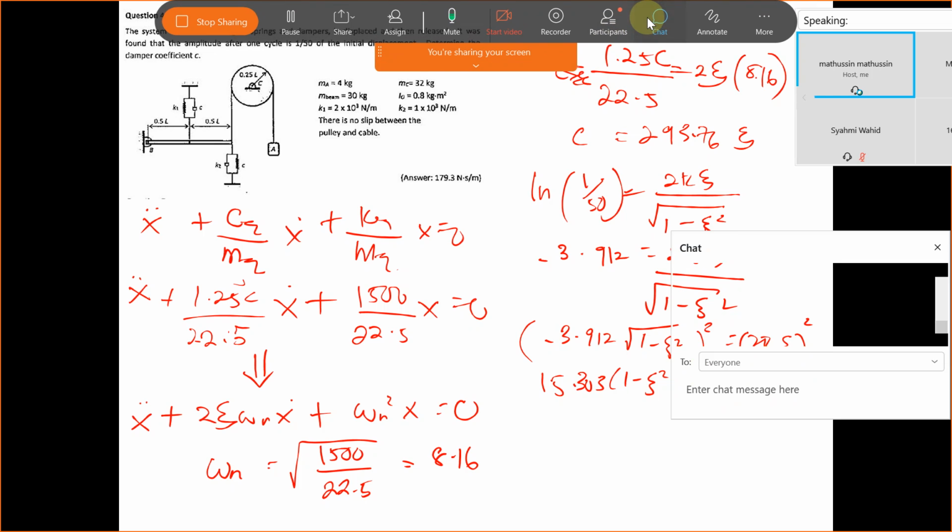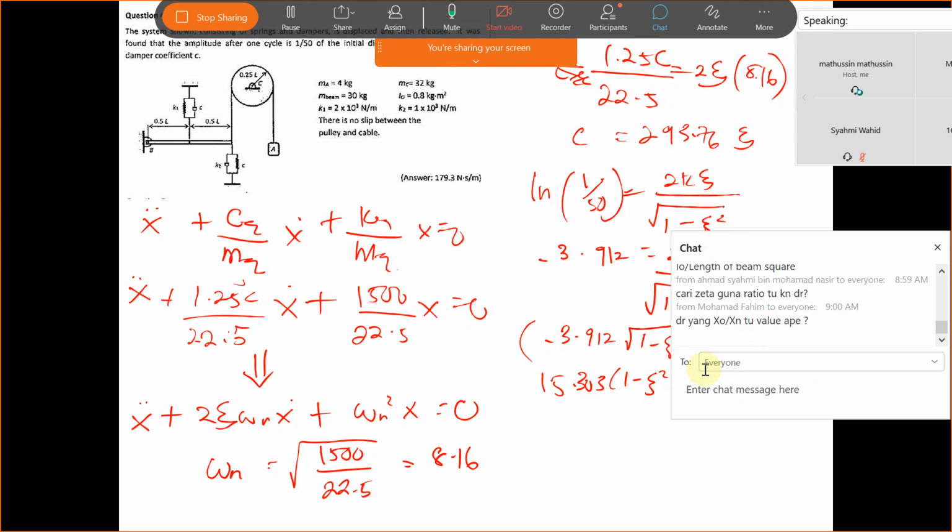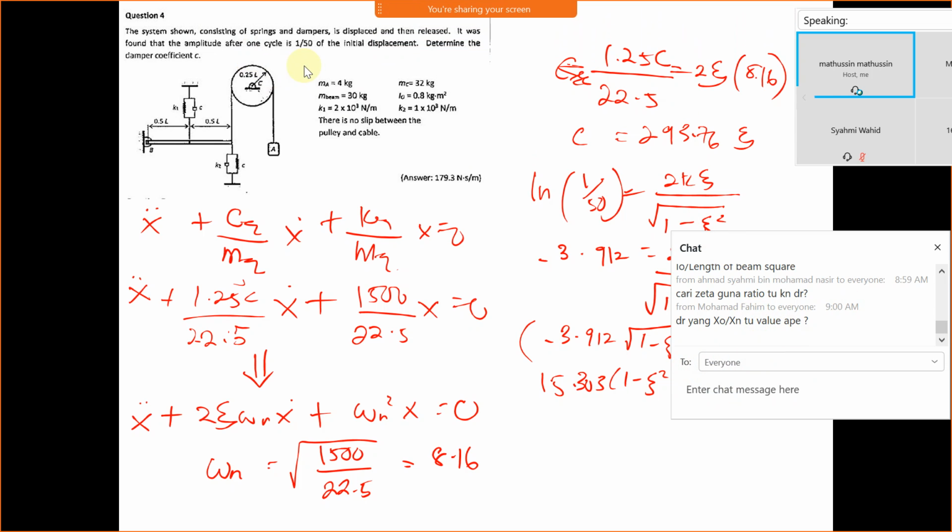Apa dia soalan? X0 over XN tu value apa? Ni lah value dia, 1 over 50. X initial adalah 1, XN adalah 50. Jadi 1 over 50 for one complete cycle, for one cycle. Jadi N adalah 1 lah. Alright, N adalah one cycle.